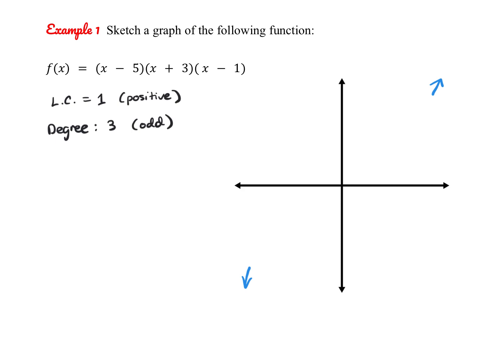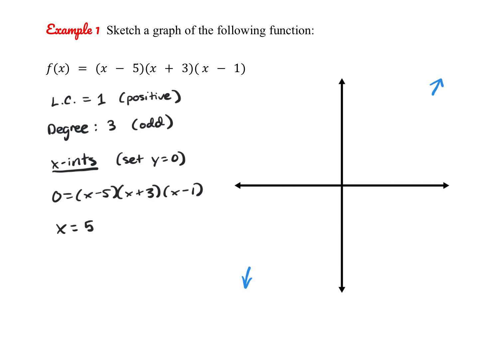Next, I'm going to look for my x-intercepts. So to find x-intercepts, remember we set y equal to 0. So you're essentially replacing this with 0. And it's essentially using zero product property. It's going to be all of the opposites of what you see in your factor. So our x-intercepts are at positive 5, negative 3, and 1.